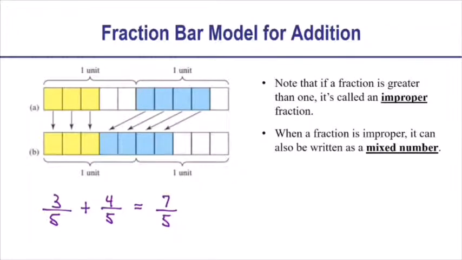So why do we have both? If it's easier to do arithmetic with improper fractions, then why don't we just stick with improper fractions all the time? Why do we even talk about mixed numbers? Well, it's easier to add, subtract, multiply, and divide with improper fractions, but it's easier to visualize an amount if you're talking about mixed numbers.